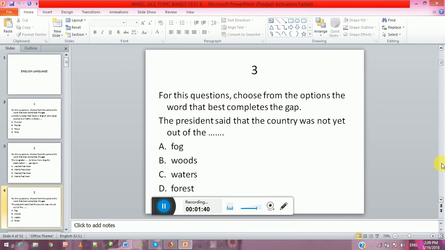For these questions, choose from the options the word that best completes the gap. The president said that the country was not yet out of the dash. Fog, woods, waters, forest.